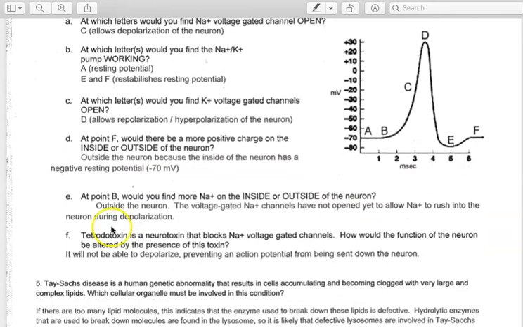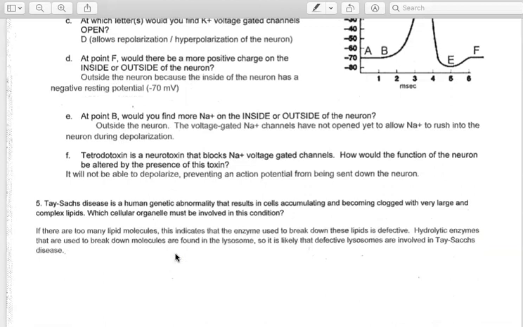In this question, what was super important is that it was asking about tetrodotoxin, a neurotoxin that blocks voltage gated sodium channels. How would the function of the neuron be altered in the presence of the toxin? A lot of people said that you wouldn't be able to do the depolarization, which is completely true, but you didn't answer how the function of the neuron would be altered. The neuron wouldn't be able to send the signal, because you need this change in voltage to be able to send the signal. So you wouldn't be able to send the signal, and that's why neurotoxins are so crazy dangerous.